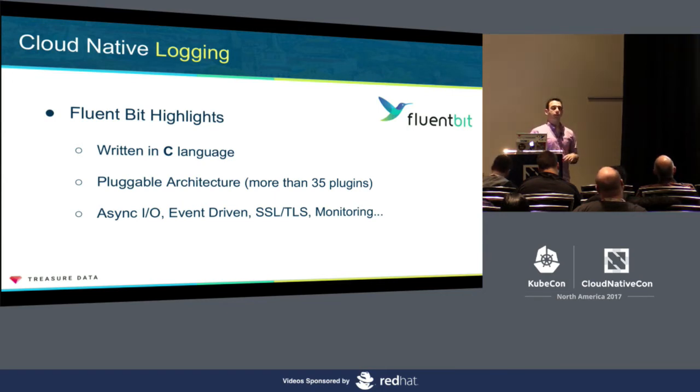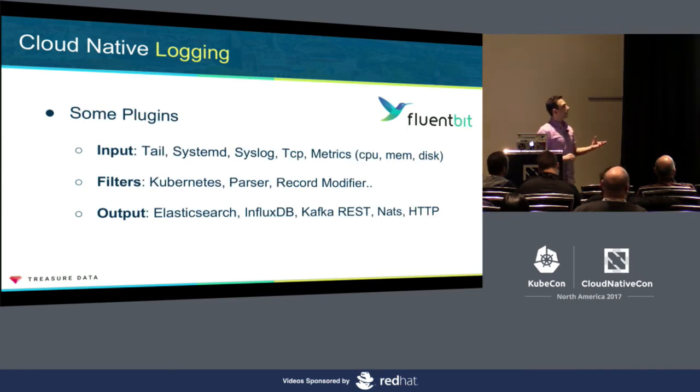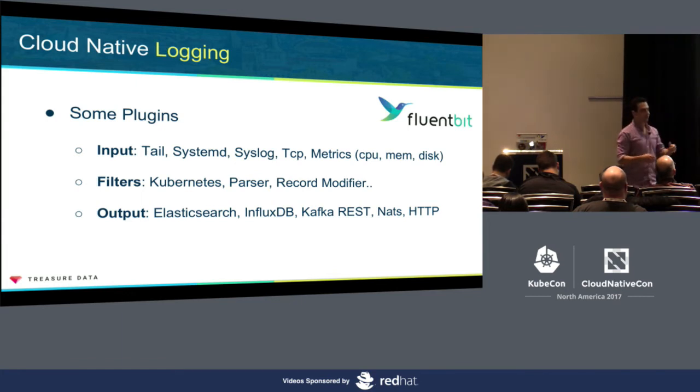It has a pluggable architecture. We support more than 35 plugins at the moment. It's asynchronous, event-driven, and supports TLS, security, and also monitoring capabilities. Some of the plugins we have available: we can tail log files, we can listen for messages from systemd, we can parse syslog messages, and listen for messages over the network. We can also gather metrics. We were talking about this today with some guys. One of the first Fluent Bit input plugins was for the CPU, to measure the CPU of the machine where Fluent Bit is running as a whole. Then we added memory, disk, network, and more.